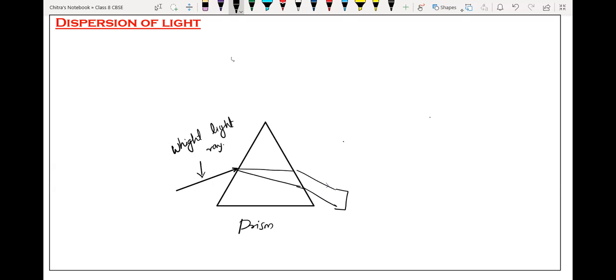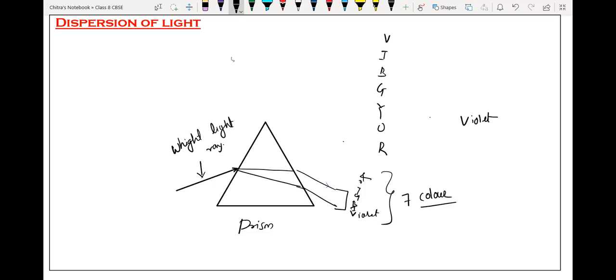Like here you will get V for violet. I'm just writing VIBGYOR. You will find the 7 different colors in a particular manner, like you will find violet at the bottom. Then you just have to remember VIBGYOR. It is Vibgyor.